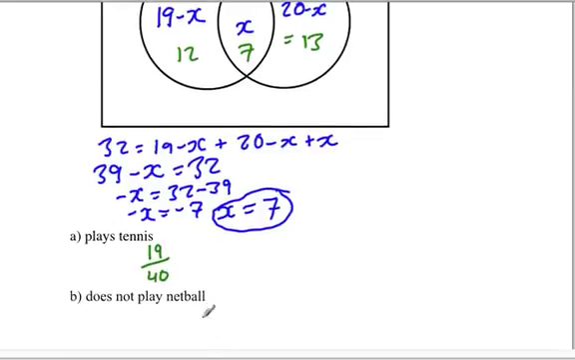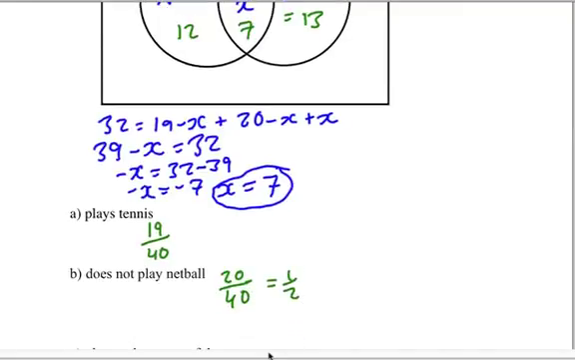Probability that the student does not play netball: well, 20 students in the class play netball, that means 20 don't play netball. So it's 20 over 40, which is 1/2. So a 50% chance of selecting a student that does not play netball.